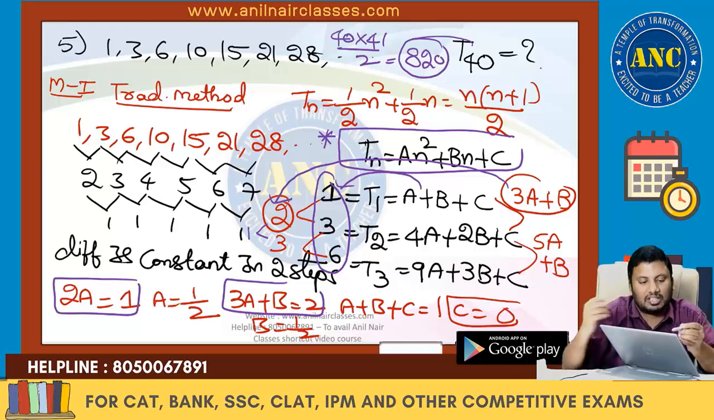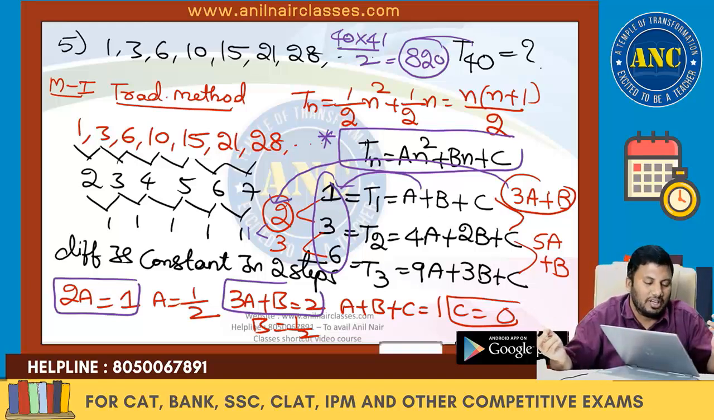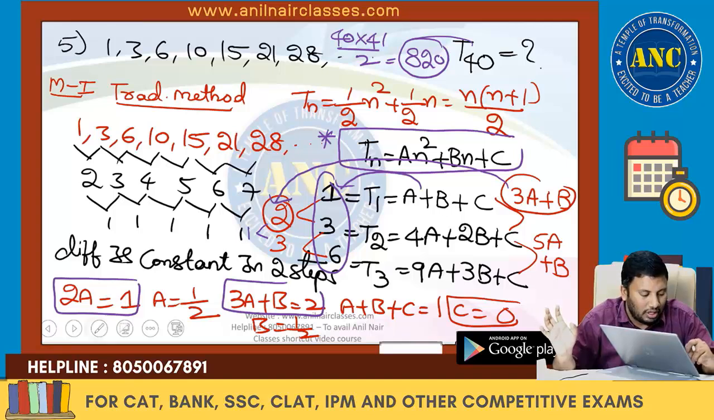If you observe the series, the second value is 1 plus 2. The third value is 1 plus 2 plus 3. The fourth value is 1 plus 2 plus 3 plus 4. The nth value will be n into n plus 1 by 2. You don't do any of this, sir.